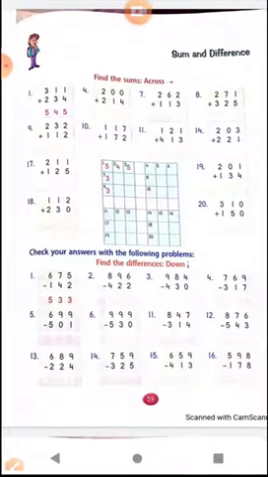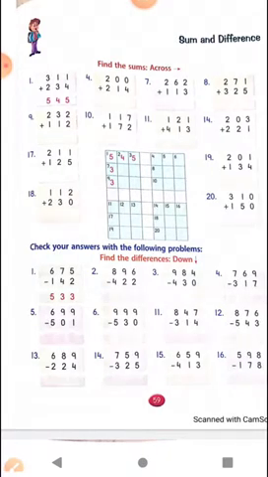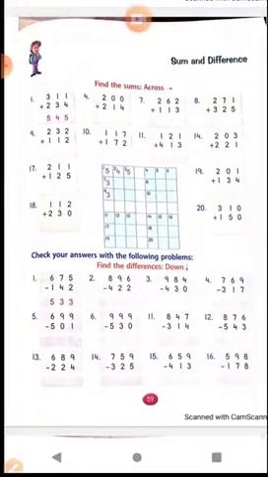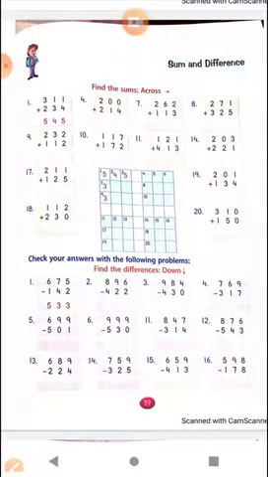First, you have to find the sum across. Across means horizontal and down means vertical. So first you have to do all these sums, all the additions and all the subtractions. First is find the sums across. That means the answers of all the sums are in the horizontal direction.